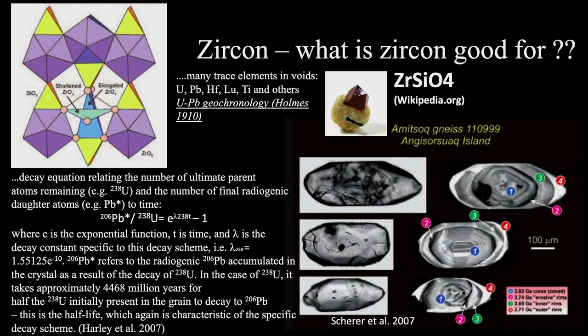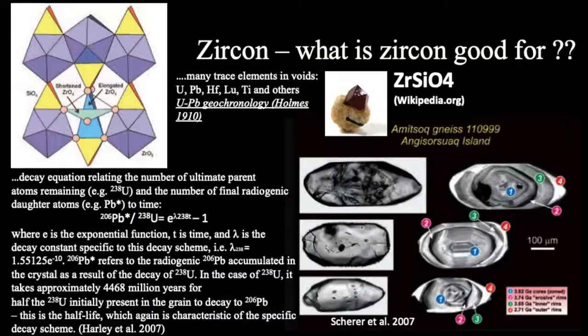And looking inside the structure, we have additionally two items, namely zirconium elongated and shortened tetrahedra. Are these items so important for us? To some extent, yes. But what is really important is that they form a lot of channels and voids. And within the channels and voids, we have a lot of trace elements. And two are most important: uranium and lead.